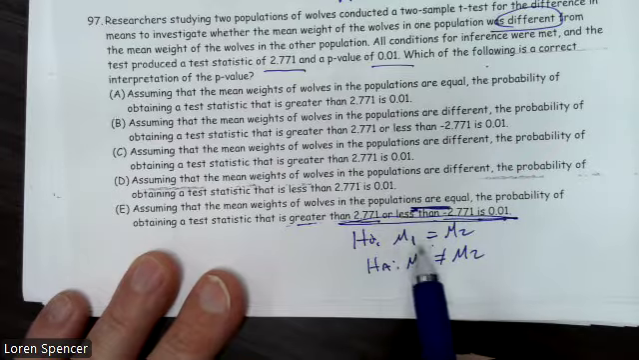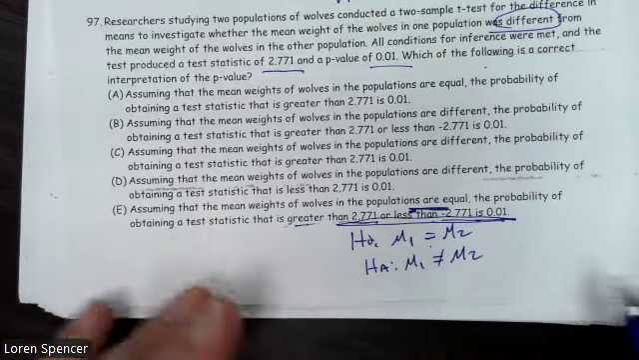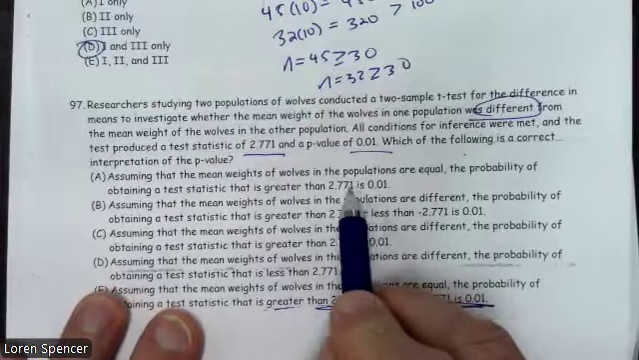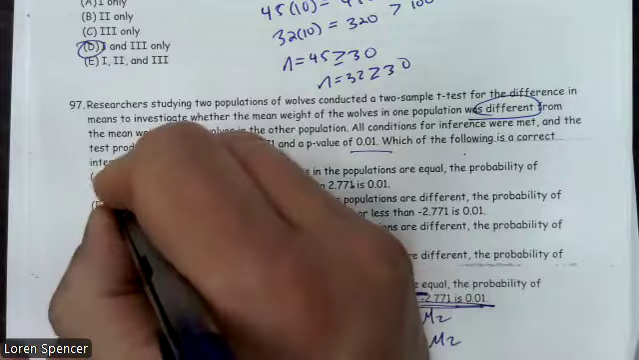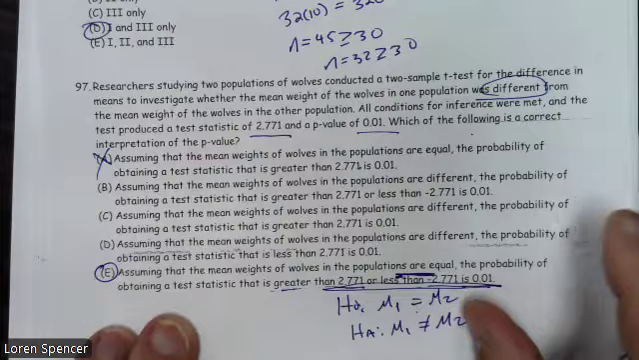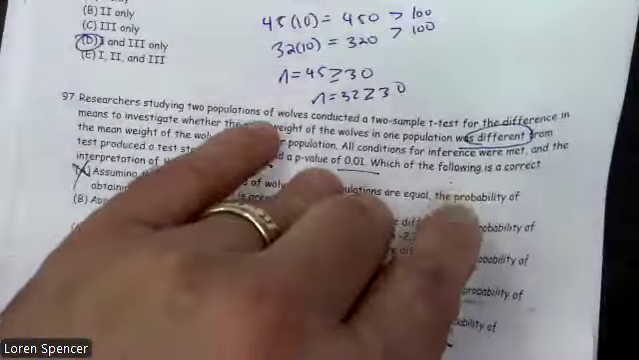And remember, because it's two-tailed, we have to address both tails. And that's the problem with part A. Part A, or answer choice A, only addressed one tail. Our best answer choice for 97 is E. All right, 98.